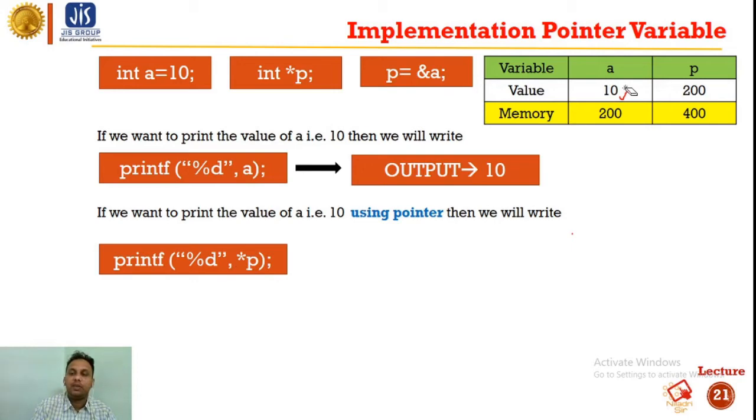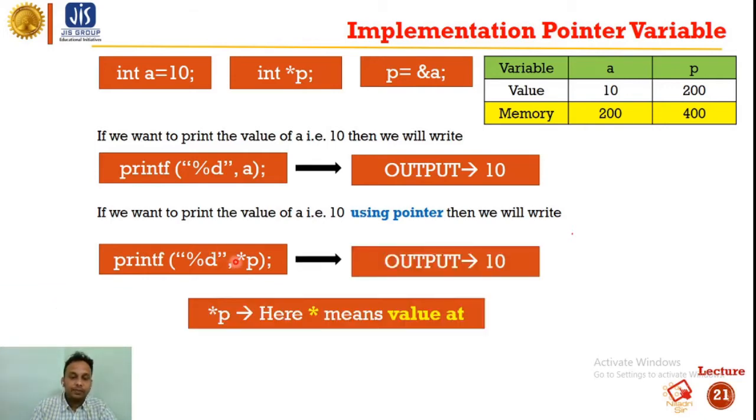This type of problem will come in your campus placements. So the answer will be p. So pointer p here means value at the address. So the value at the address 200 is 10.